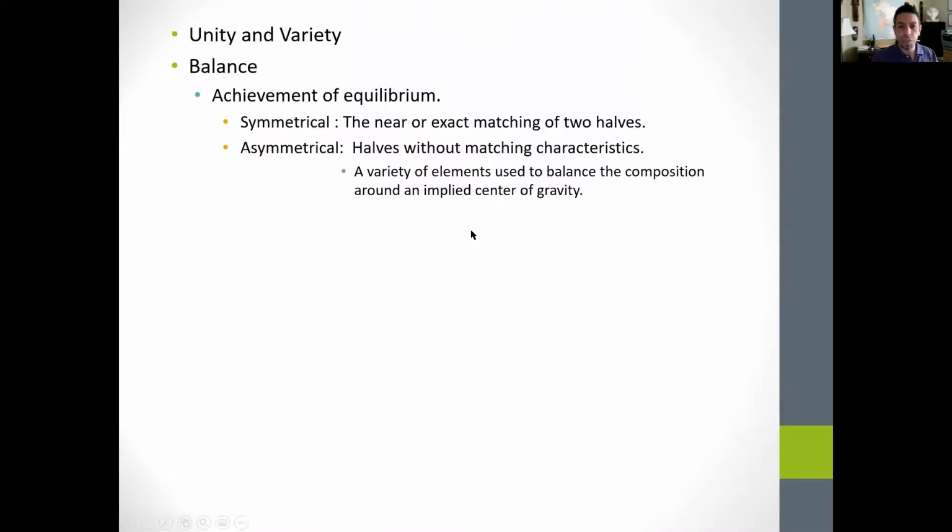Now, symmetrical balance is easy. Asymmetrical balance is slightly more difficult to achieve. This is when both halves have different characteristics, halves without matching characteristics. A variety of elements is used to balance the composition around an implied center of gravity. So in order to balance the composition, first of all, you need an implied center of gravity, and then you have to apply elements on each side of that implied center of gravity in order to create that balance.